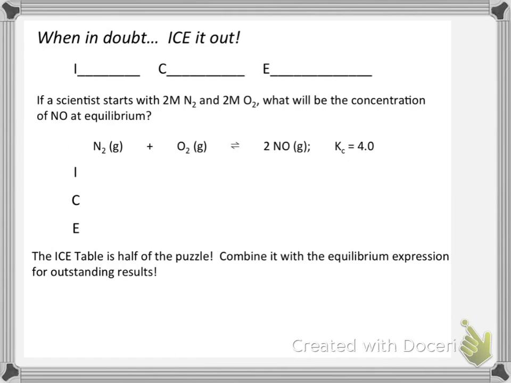So, when in doubt, ice it out. Let's remember what ICE even means. Here we have I, which is going to stand for initial concentrations. C is the change. And E is equilibrium.